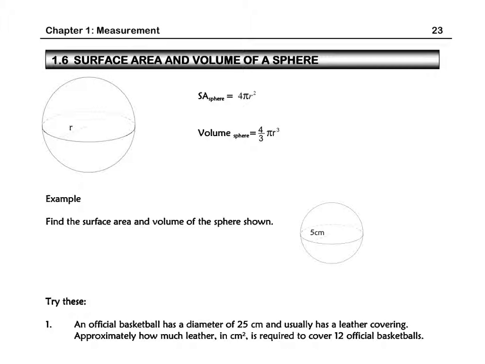Section 1.6 is on surface area and volume of a sphere. So the surface area formula for a sphere is 4 pi r squared, and the volume of a sphere is 4/3 pi r cubed. So we're going to start off with an example just using those two formulas.